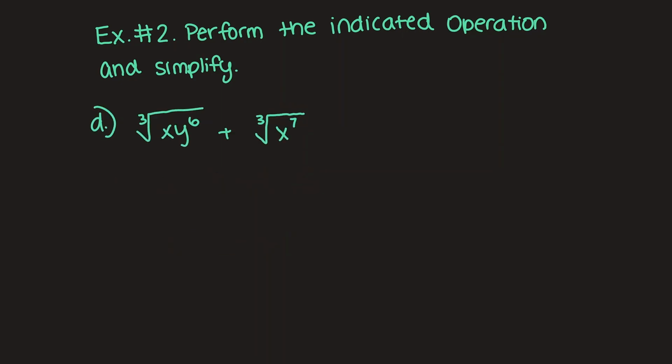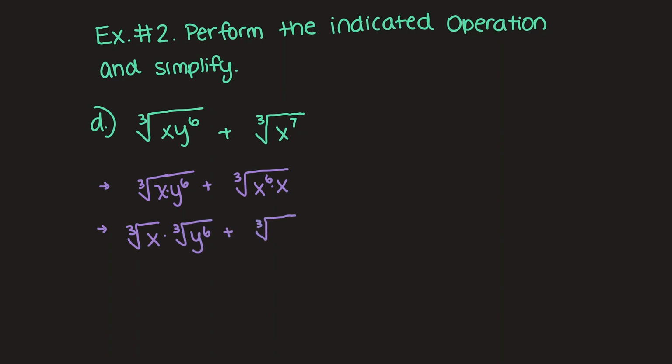For this example, again, we first need to simplify the radicals. We'll have to rewrite x to the 7th so that one of its factors has an exponent that's divisible by 3. So x to the 6th times x. And now using our product rule, we can simplify. So the cube root of y to the 6 is y raised to the 6 over 3, which is y squared. And the cube root of x to the 6 is x raised to the 6 over 3, which equals x squared.